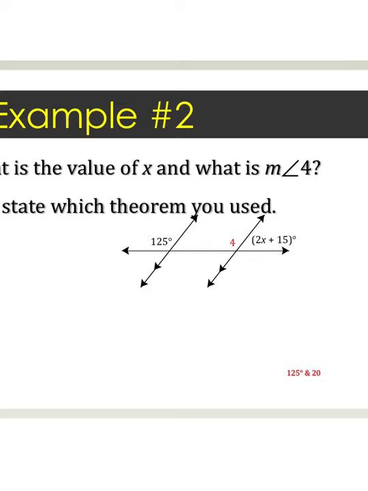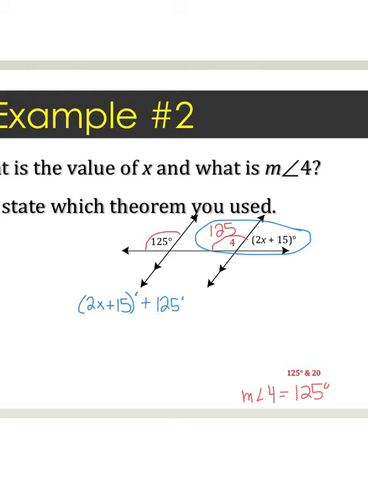But what I would do is, if I know this is 125, I know angle 4 is also 125. So the measure of angle 4 is 125 degrees. Now, what I know is that these two angles form a linear pair. So I'm going to add them together: 2x plus 15 degrees plus 125 degrees is going to equal 180.